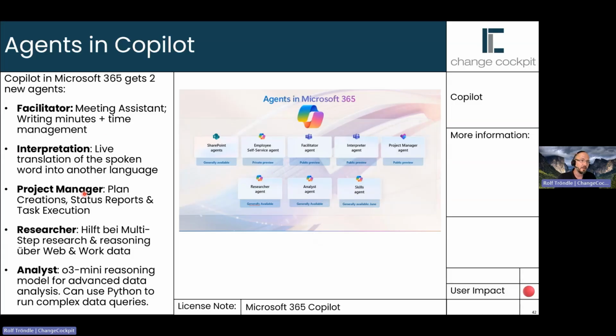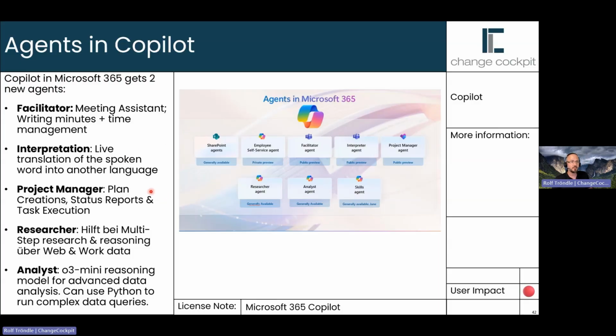Then we have the interpretation agent. That's for live translation of spoken language. So you're listening to me in English now, you could change it and listen to me live translated to German, and even Copilot, or the interpretation agent, tries to emulate my voice. So you hear my voice, but in another language and live during the meeting. So that's quite an interesting agent.